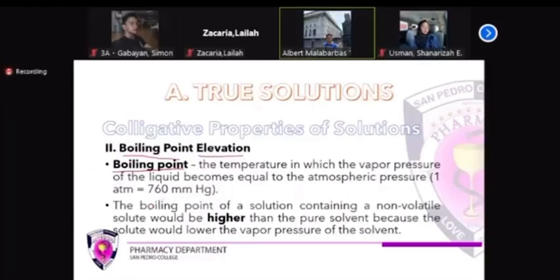Okay? So it is stated here that the boiling point of a solution containing a non-volatile solute is higher than that of the pure solvent, because the solute lowers the vapor pressure of the solvent. So the escaping tendency of the solvent is reduced. That's why you need a higher temperature to evaporate the solvent. That's why the boiling point increases.